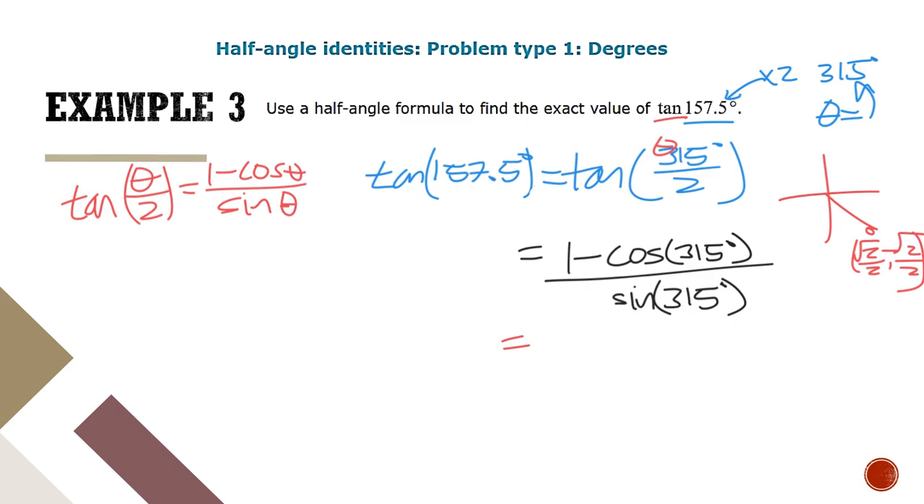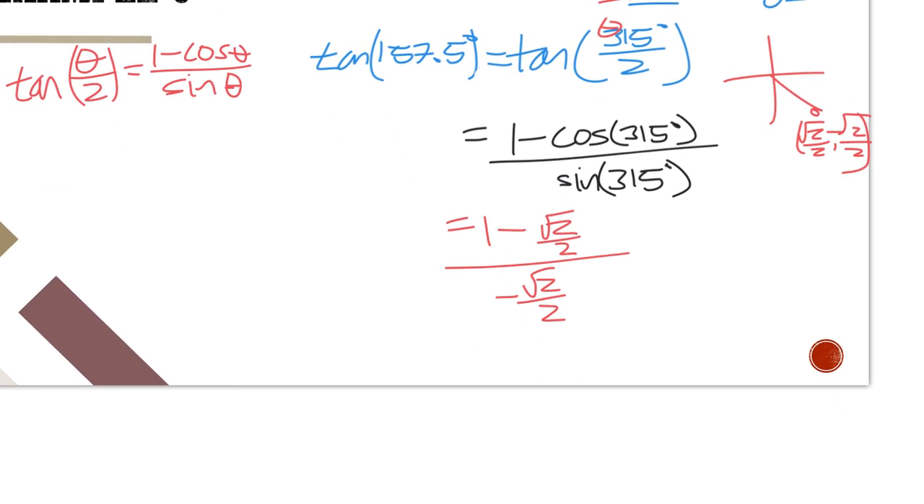So all I have to do is, well, cosine is that x value, so 1 minus the square root of 2 over 2, and then the sine is the negative square root of 2 over 2. Now, this doesn't look very appealing, but what we can do is simplify it. I'm not sure if your online homework would let you do that as an answer, but what we can do is, when we're dividing by a fraction, just keep, change, flip.